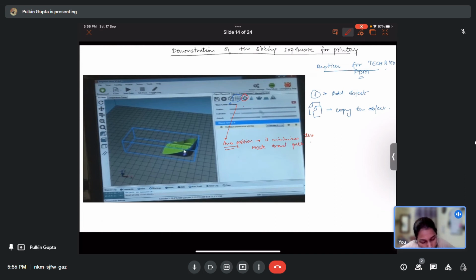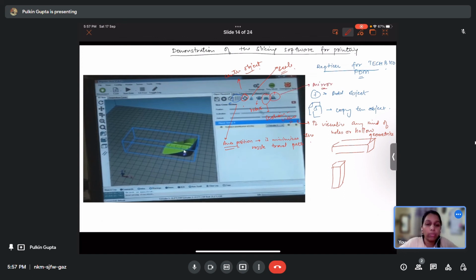This is the center object option, so this places the object at the center. This option is to scale the object, so either you can scale up or scale down as per the requirements. This option is to rotate. Suppose you have a cuboid like this and you do not want to print it in this orientation, but in this orientation; you can always rotate it using this option. This is to see the section view. When we do not have any information about the internal contours, the section view option can be used to visualize any kind of holes or hollow geometries. And this last option is the mirror, so you can mirror the object using this.